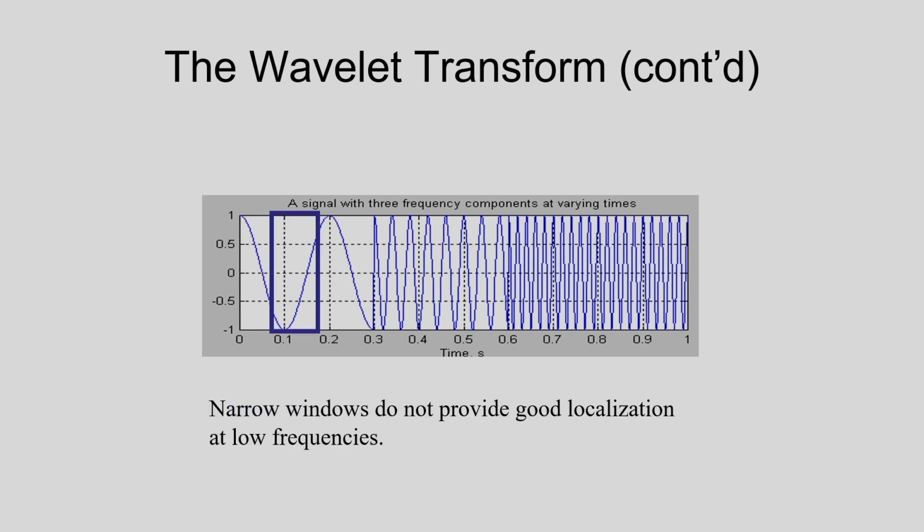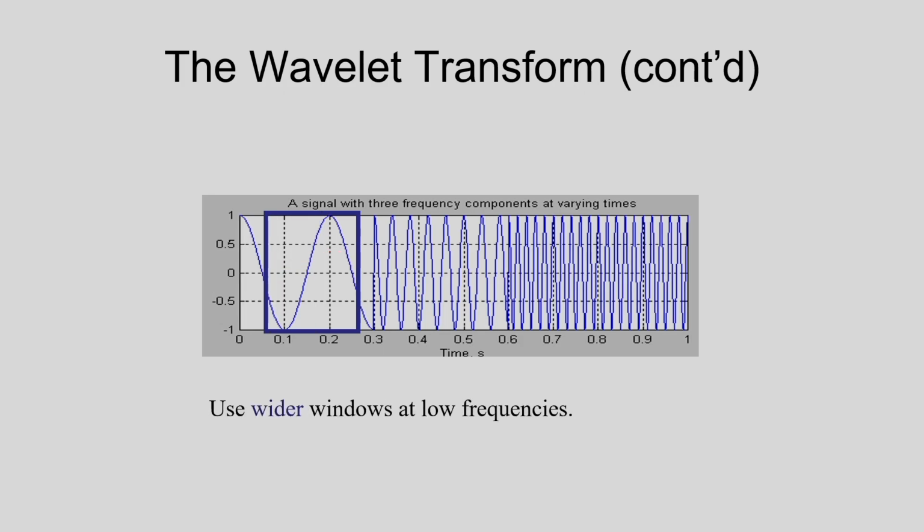After this, you can see I am considering one narrow window, and this portion is the low frequency portion of the signal. If I consider the narrow window, it does not provide good localization at low frequencies. That is why I have to consider a wide window for analysis of the low frequency components. In this example, narrow windows do not provide good localization at low frequency. That is why we consider one wide window at low frequencies.